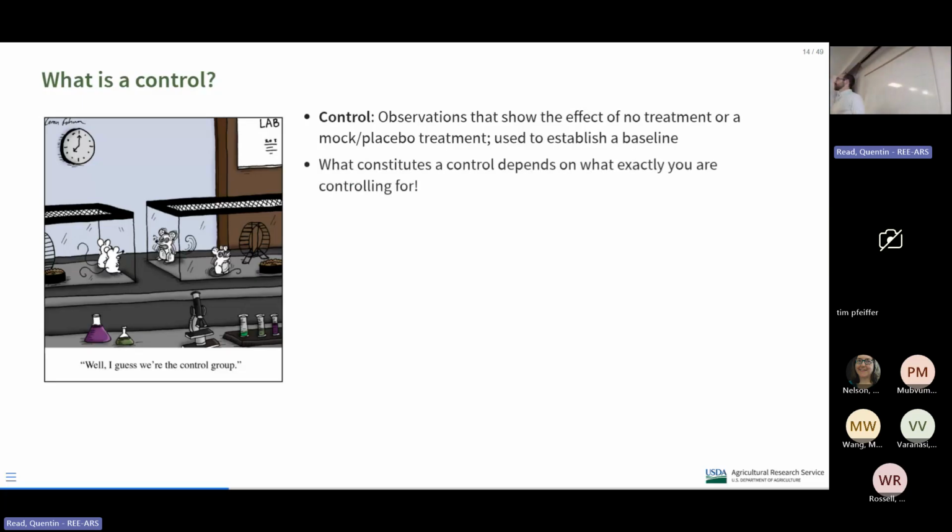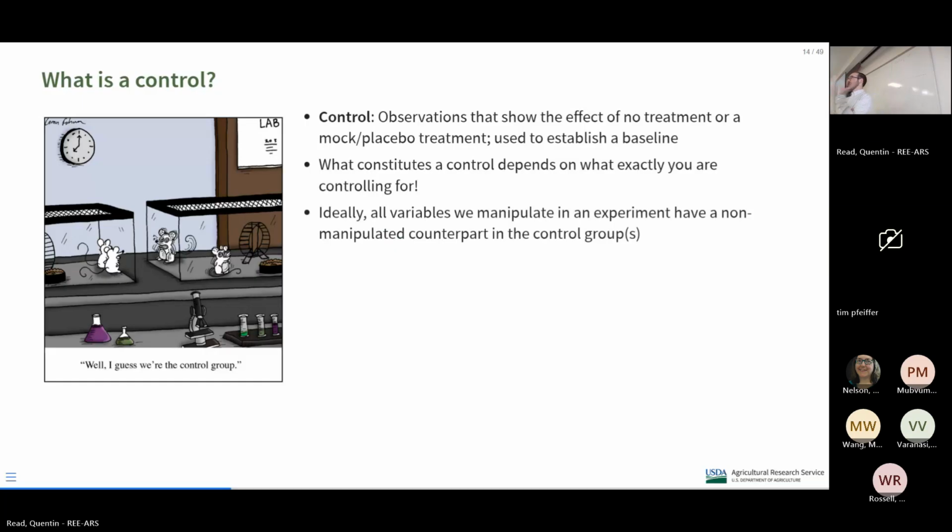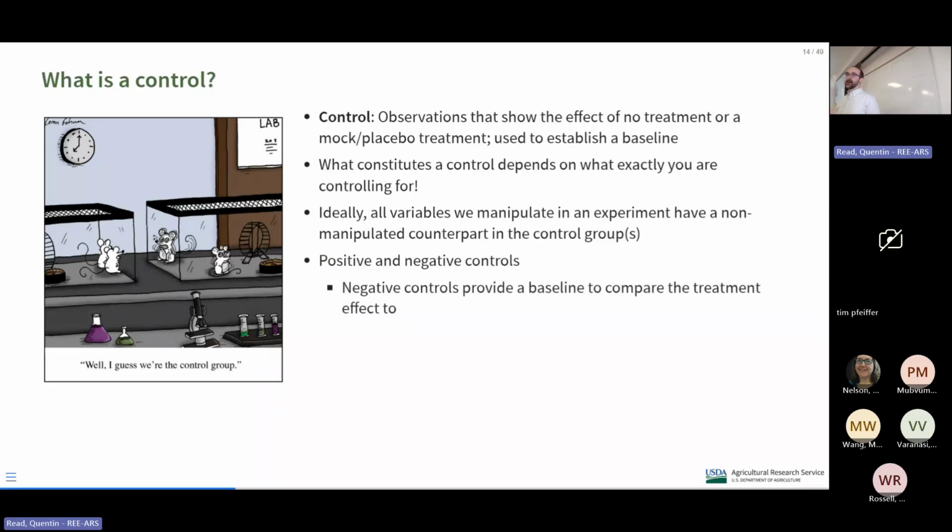Now, what constitutes a control? There's no one answer to that, because it depends what you're controlling for. In an experiment, you're manipulating one or more variables. Everything that you manipulate in an experiment ideally should have a counterpart that is not manipulated in a control group. And there may be more than one control. In particular, I'm sure most of you are familiar with the concept of positive and negative controls. A negative control, like I said, is a baseline, non-manipulated group that we can compare the treatment effect to.